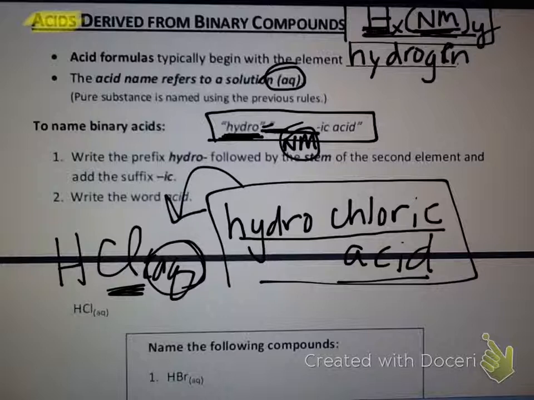How would we name this compound if it were not aqueous? What if it was the normal gaseous state? We would just name it hydrogen chloride. We would actually name it as the salt. It's very interesting.